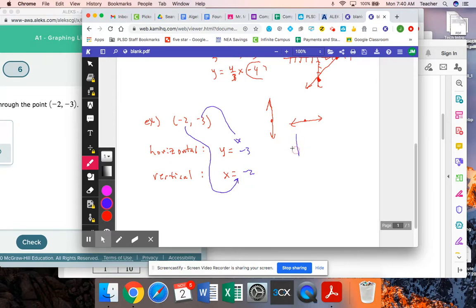So if I were to sketch this first one at y equals negative 3, I know I'm going to have a horizontal line. If I were to sketch this one at x equals negative 2, I would have a vertical line.